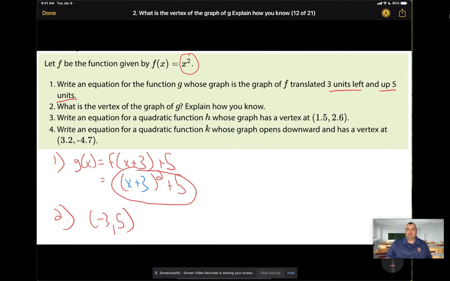And if you match that up with the original translation, the original translation was 3 units left, and my x value of the vertex was negative 3. And up 5 units, my original y value was 5. That is not a coincidence.